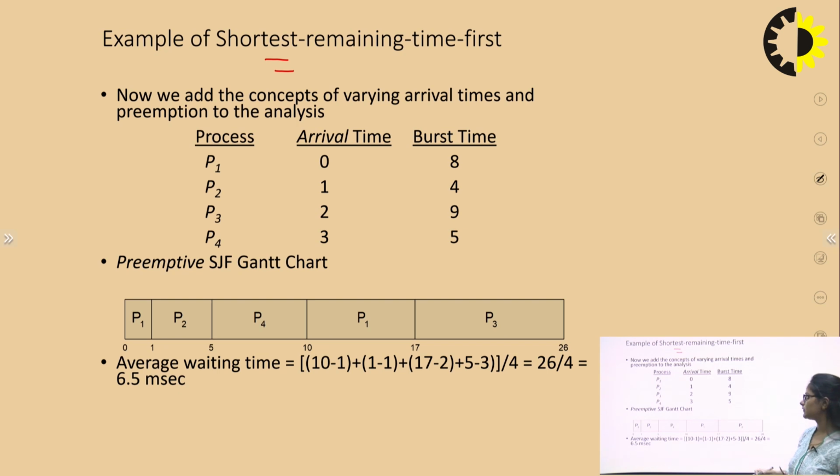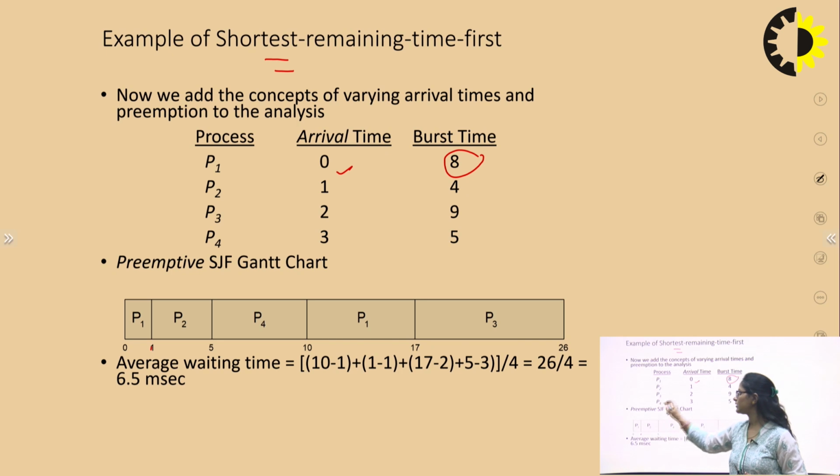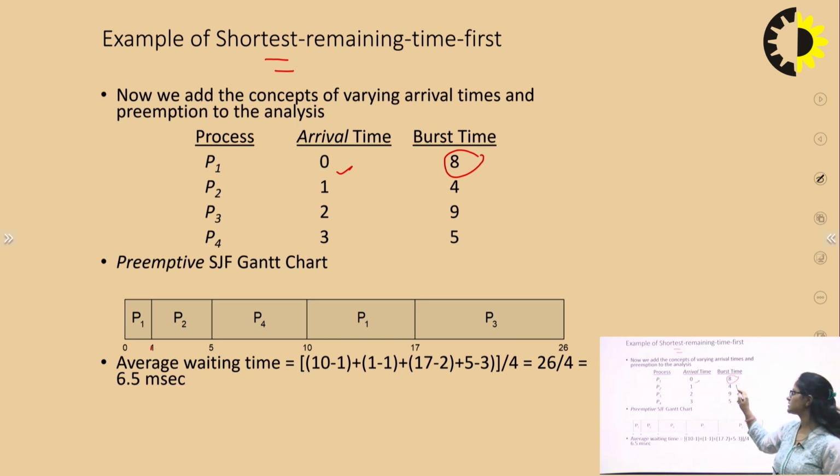So we can see here at 0 time, only one process, P1, was there and the burst time was 8. So the CPU is given to P1. But at time 1, you can see here, there is another process, whose burst time is 4.